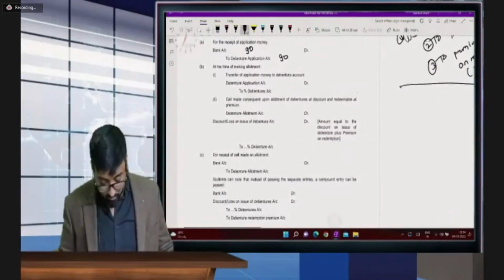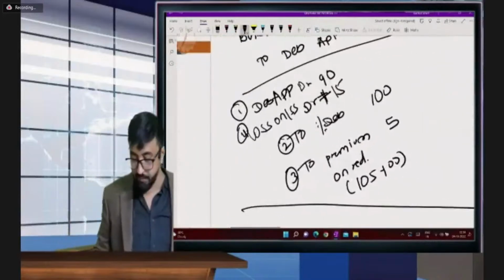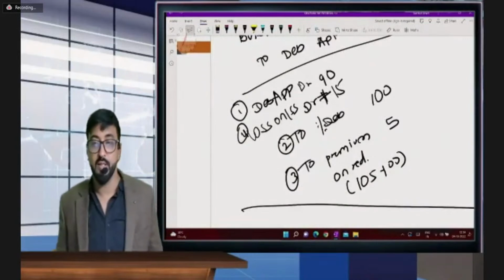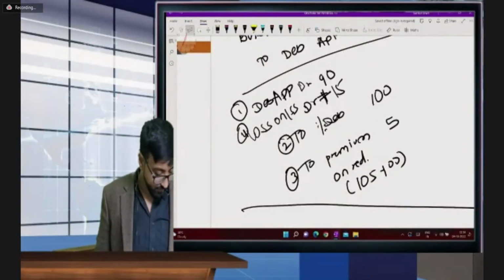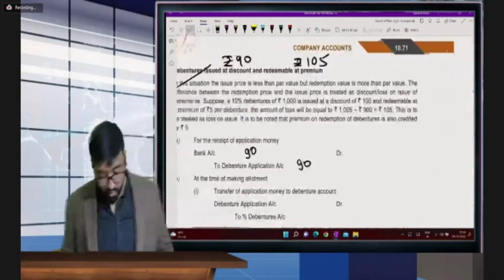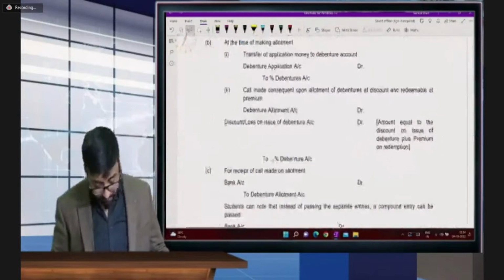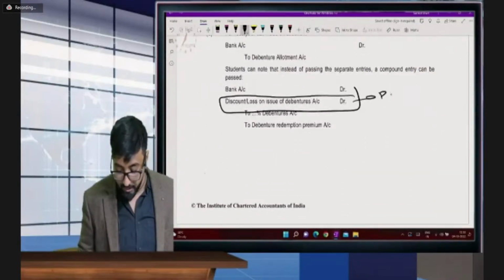Loss on issue is 15 rupees. So first write application. So this is the correct entry. Who wrote the correct answer? Wrong, wrong, wrong. Discount or loss, you can merge it, na beta? Discount or loss, you can merge it. Ultimately, they are transferred to P&L.